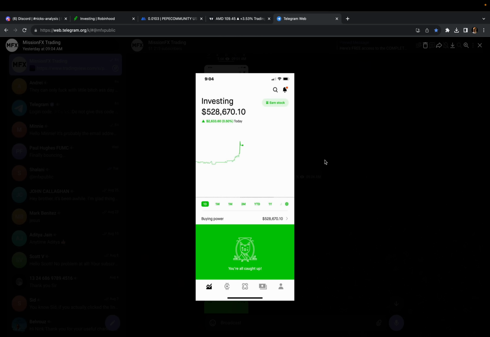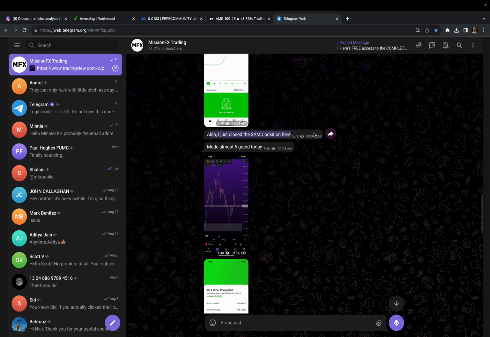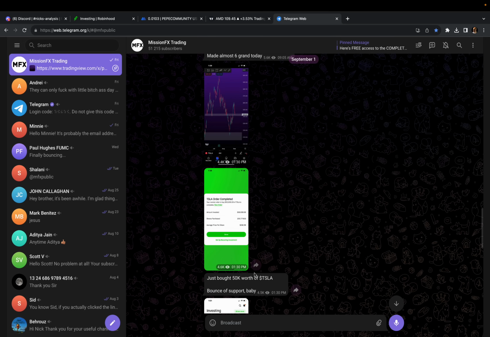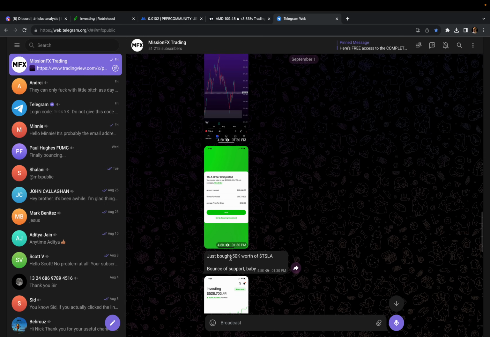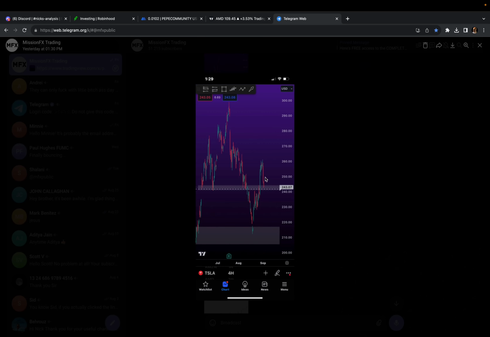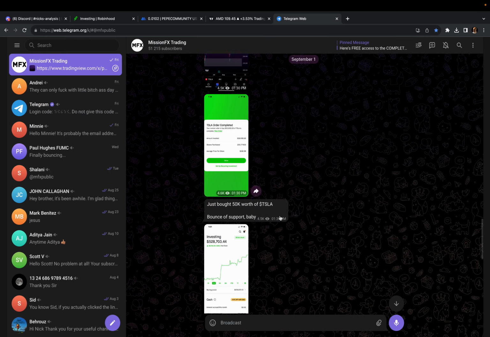This is where I called the AMD trade. And then I also put, this is where I closed the position. And then right here, whenever I bought Tesla, you can see I called this trade out, the trade that I'm in right now. I bought 50K worth of Tesla. And what is it all? A bounce off support. It's the whole analysis.